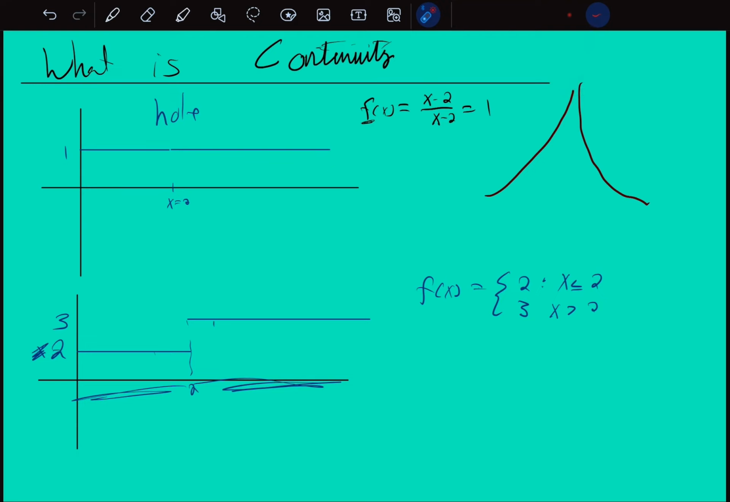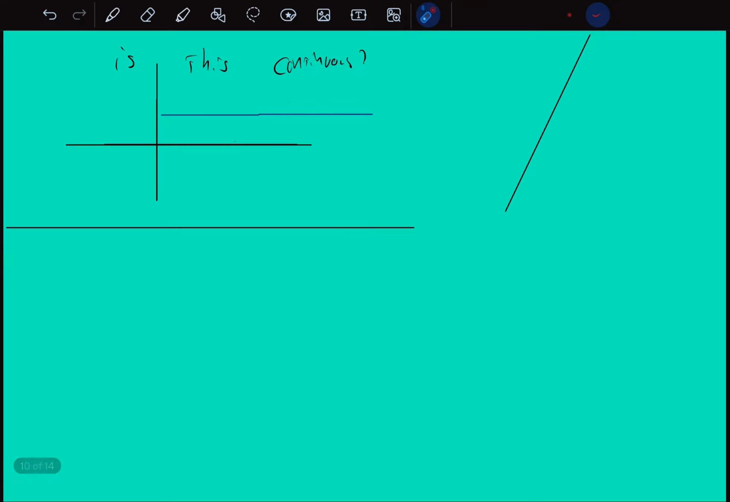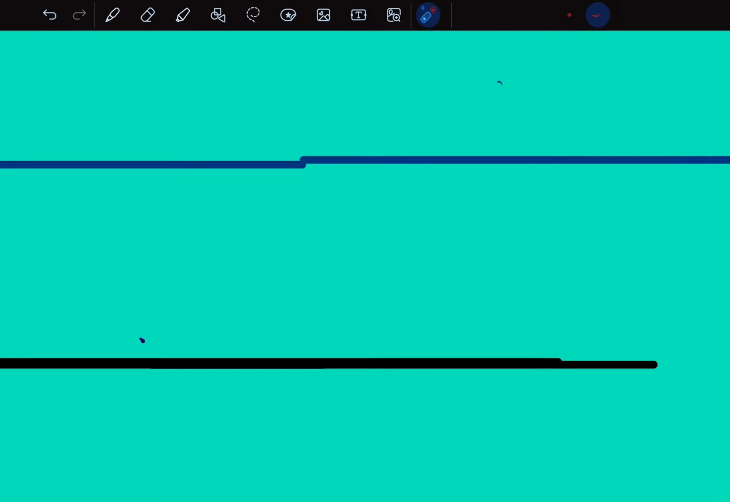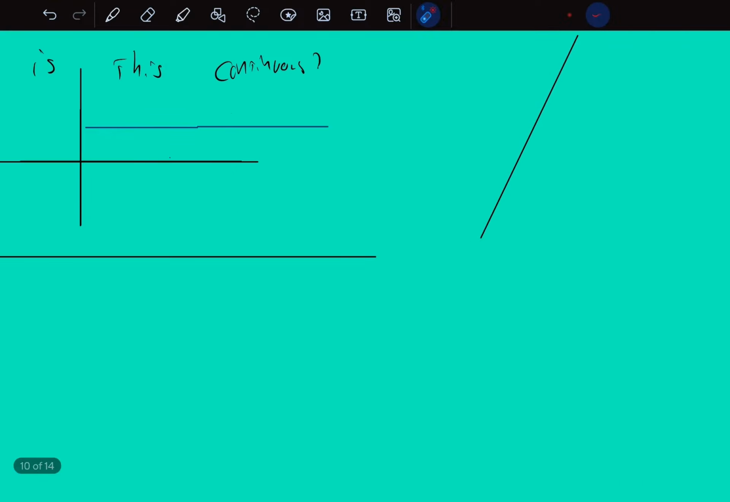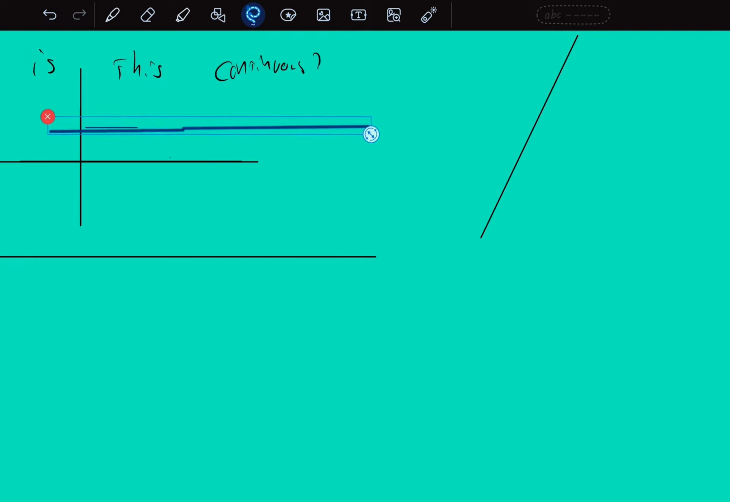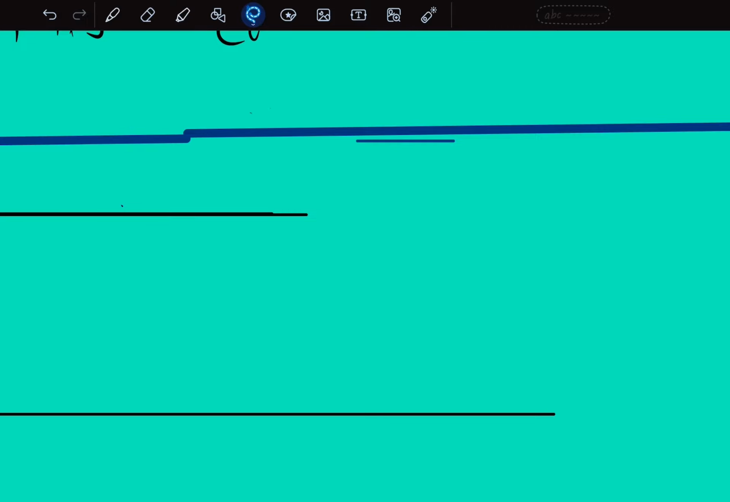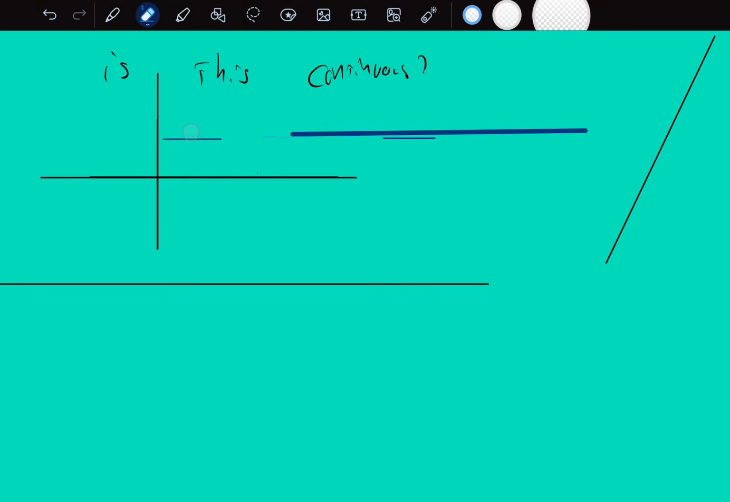But first, let's test our intuition. Is this continuous? Let's zoom in. Oh, look, it's continuous. It's connected. We're done. Let's move on. Wait. Let's double check. Let's zoom in a bit. Still connected. But our wires are very thick, so let's see if this is still actually true.